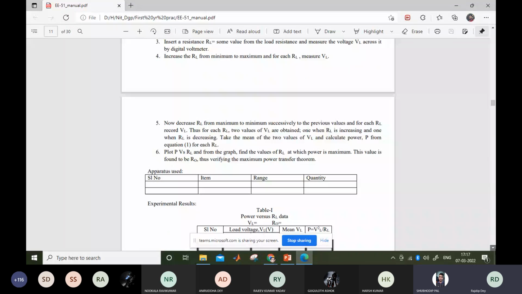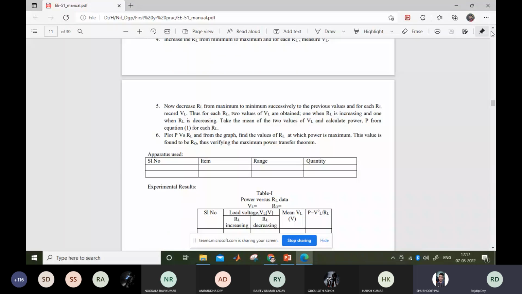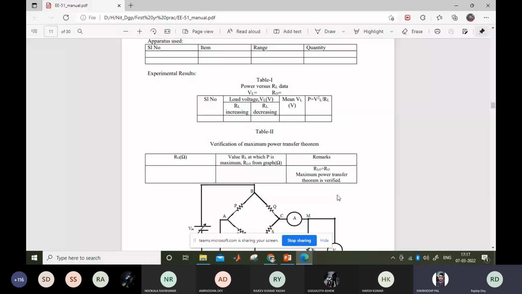Procedure no need to write. Theory and circuit diagram. The circuit diagram has already been given for Norton's one, so for this no need of any circuit diagram. You just write the theory, then the apparatus used, whatever apparatus you are using. Then this table, the first table.